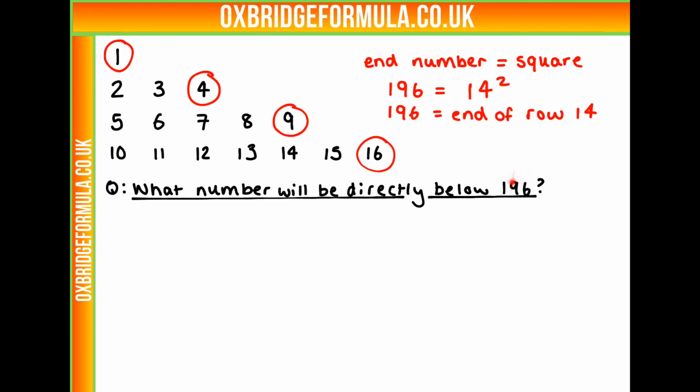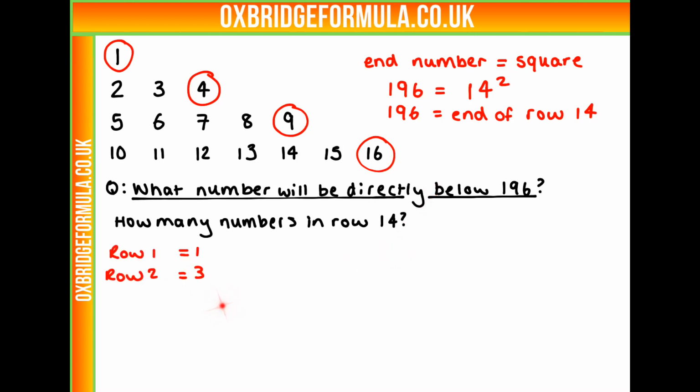So we know what 196 is. How do we know what's going to be directly below it? Well, if we work out how many numbers are in row 14, we can add that to 196 to get the number that's going to be right below it. So how many numbers are actually in row 14? So for this we have to look back at our pattern. What is the difference in numbers that we're adding on to the end of each row?